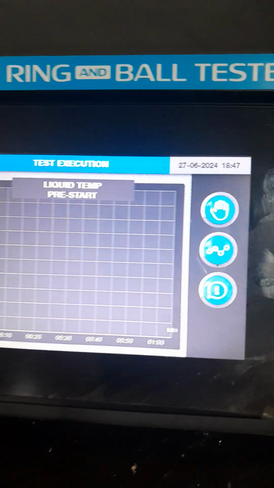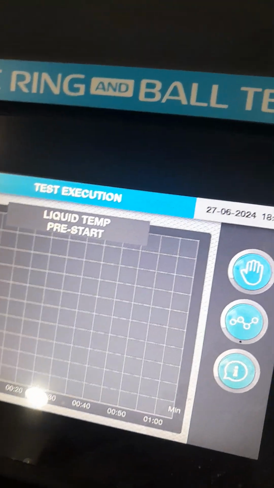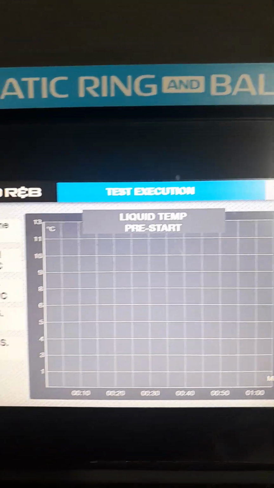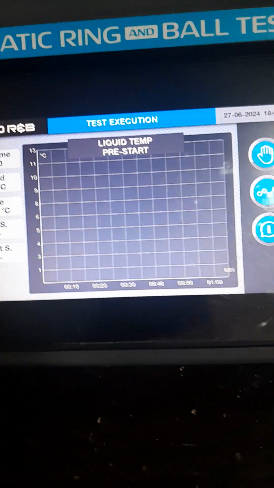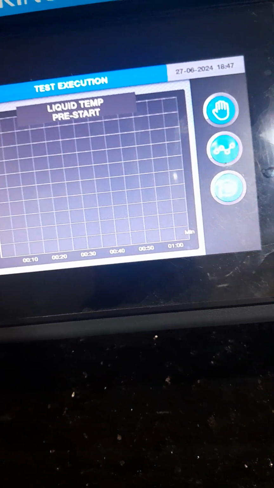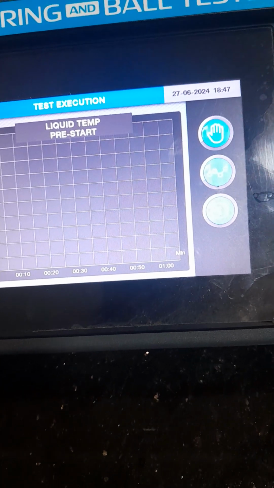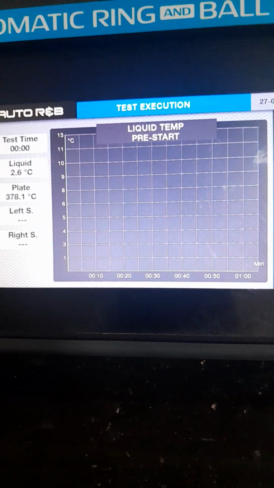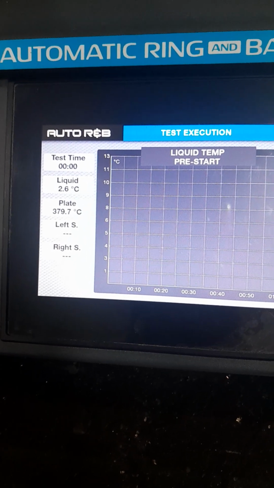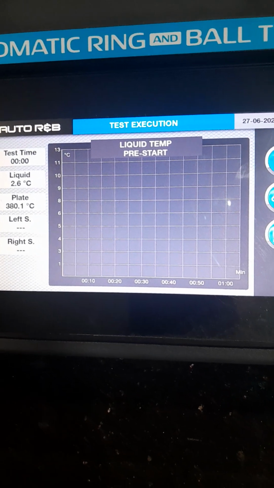While waiting, I'll briefly go through the essence of running this test. The ball and ring test is essentially the determination of the softening point of bitumen. It's applied at heating. You know the temperature at which your bitumen is softened enough to allow the ball bearings to pass through to the surface.